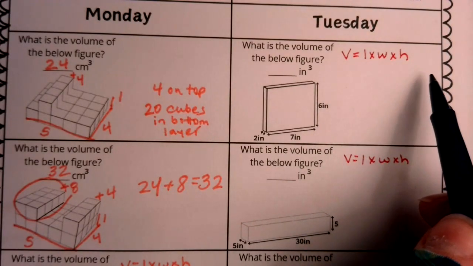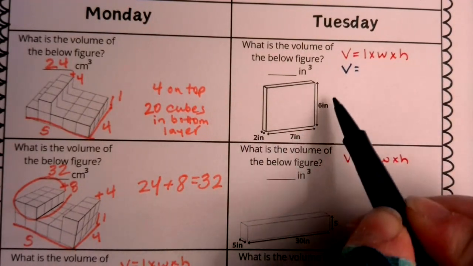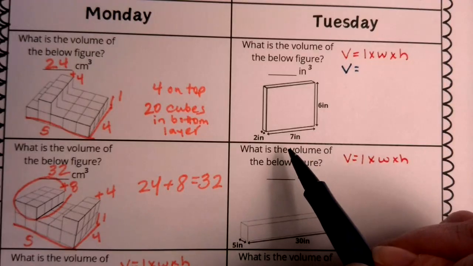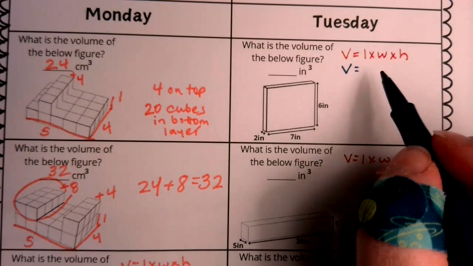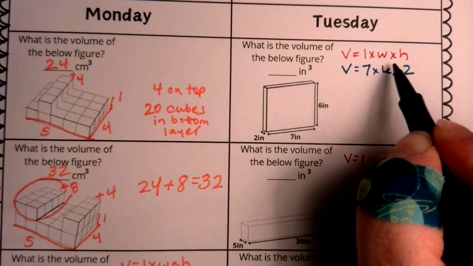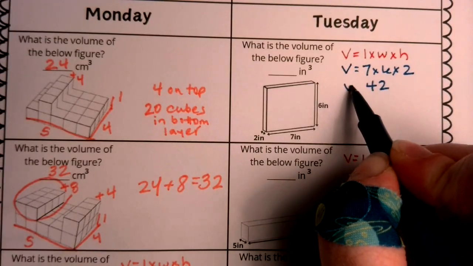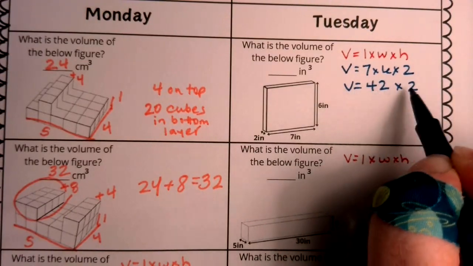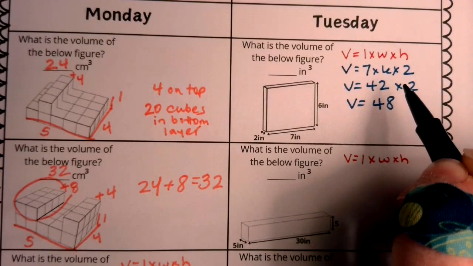Volume equals length times width times height. We can join those three dimensions together in any order, thanks to the associative property. So we're thinking about 7 times 6 times 2. Well, I know that 7 times 6, of course, is 42. And I know that 42 times 2 tells us that this volume is going to be 48.